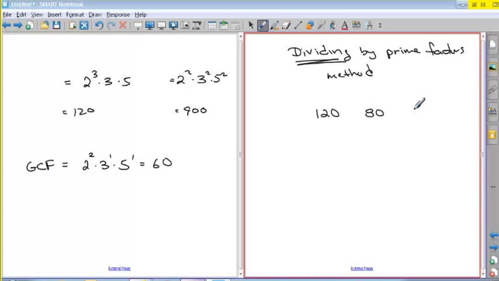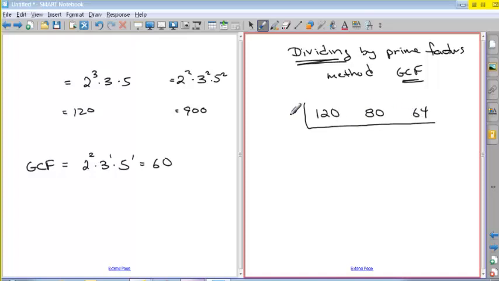80 and 64. Okay, so those are the 3 numbers. So the dividing by prime factors method is you do them all at one time. This is for greatest common factor. So you look at these 3 numbers and say, is there a number I can divide all these by?